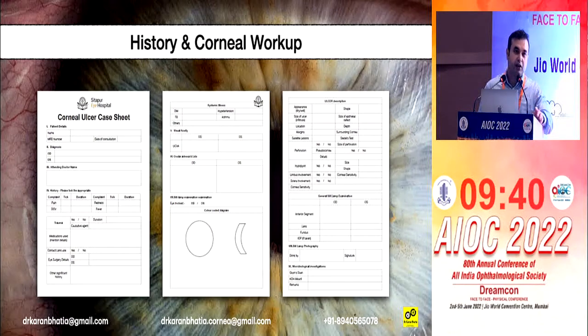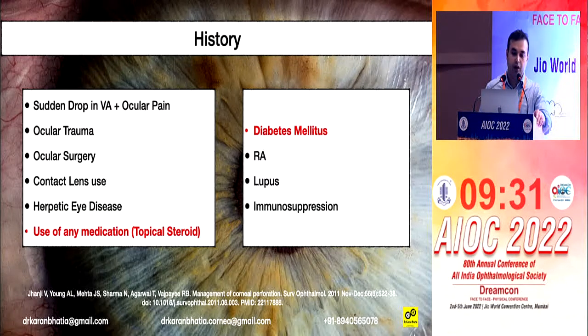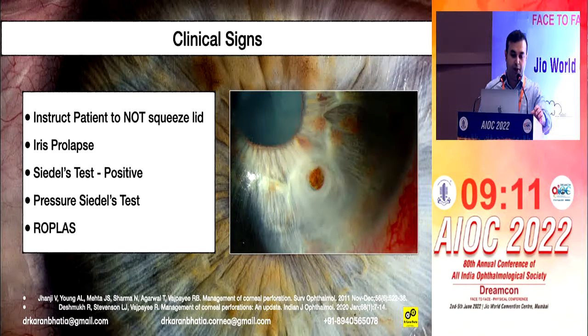A history and a good corneal workup is extremely important. This is what we were following for every corneal ulcer when I was working at Sitapur Eye Hospital. In the history, what you need to stress on is: is there a sudden drop in vision? Is there any pain? Any history of trauma, surgery, contact lens use, any herpetic eye disease, and the use of any medication? Most of the time they are using a topical steroid. Also ask about systemic issues like diabetes.